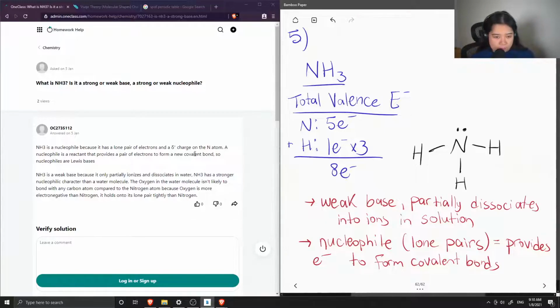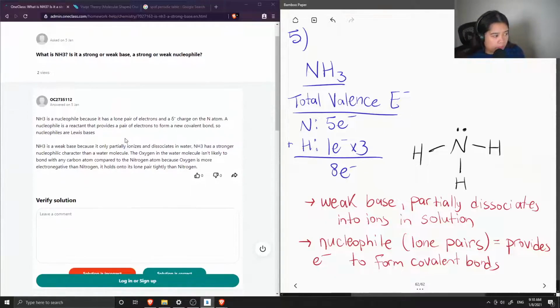atoms. So let's see what the junior tutor said. NH3 is a nucleophile because it has a lone pair of electrons and a partially negative charge on the nitrogen atom. A nucleophile is a reactant that provides a pair of electrons to form a new covalent bond, so nucleophiles are Lewis bases. NH3 is a weak base because it only partially ionizes and dissociates in water.